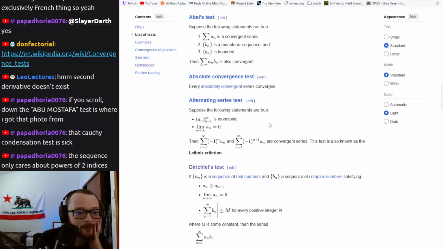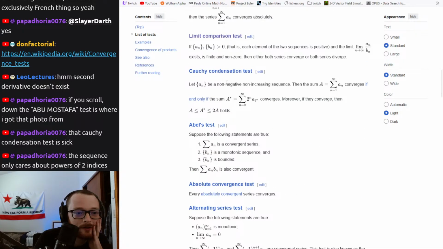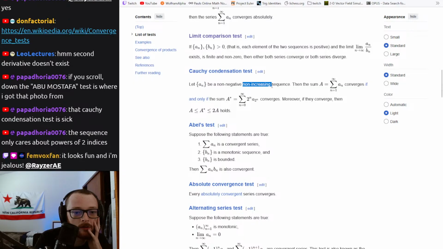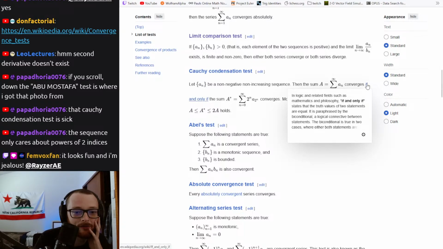Where is it? Converge if and only if negative non-increasing sequence. I guess the non-increasing part is what makes this work, because you could engineer a sequence that's well behaved for powers of 2 and not well behaved otherwise. But I think the non-increasing saves it. Does if and wave have its own Wikipedia page? Oh yeah, it does.